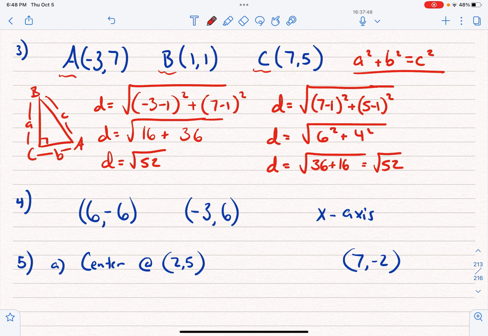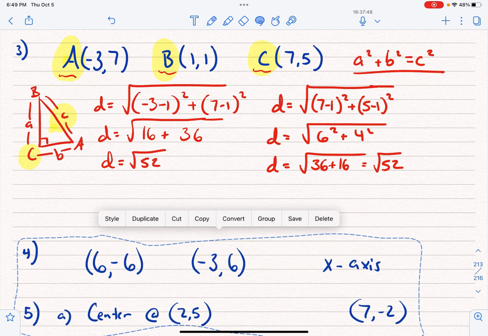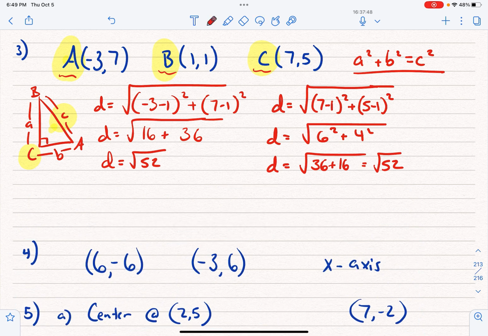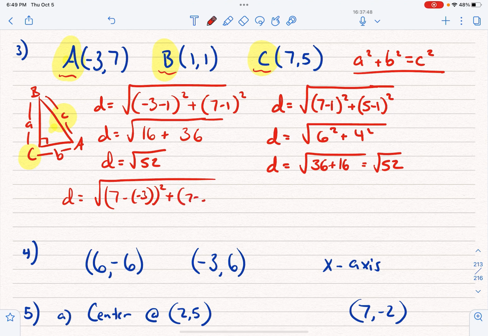And now let's check the other one. Now maybe, I'll be honest, these points might be labeled wrong. And so maybe the C side of the triangle might not actually correspond to the opposite of this C. And I'm sorry if that's the case. I hate it when I've written it out wrong or something. But let's find the last distance. And the distance would be from A to C. And so we'd say the distance is equal to square root of 7 minus a -3 squared plus 7 minus 5 squared. So 7 minus a -3 is 10.